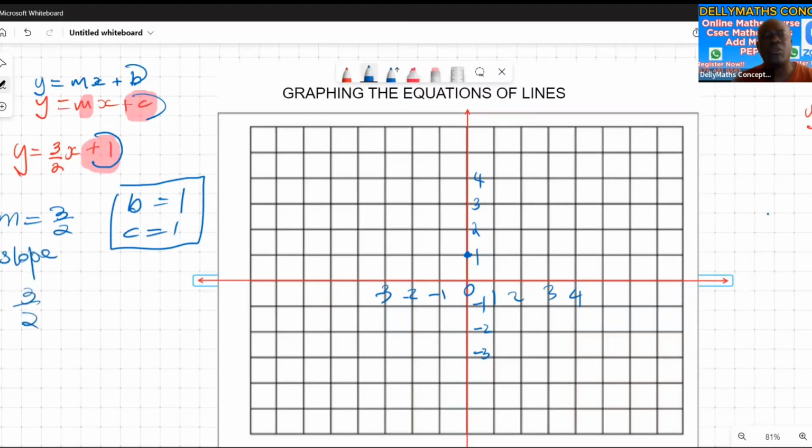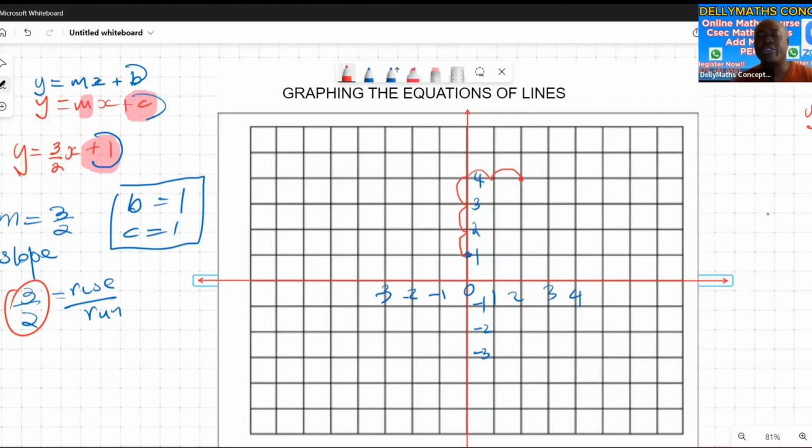We want to understand what that 3 over 2 means. Sometimes we look at this as rise over run, so up 3 and across 2. So what I'm going to do is simply count from here. 3 over 2 as a slope really means that I'm going to go up 3, 1, 2, 3. That's my vertical motion. And across 2, 1, 2. And this is my second point.